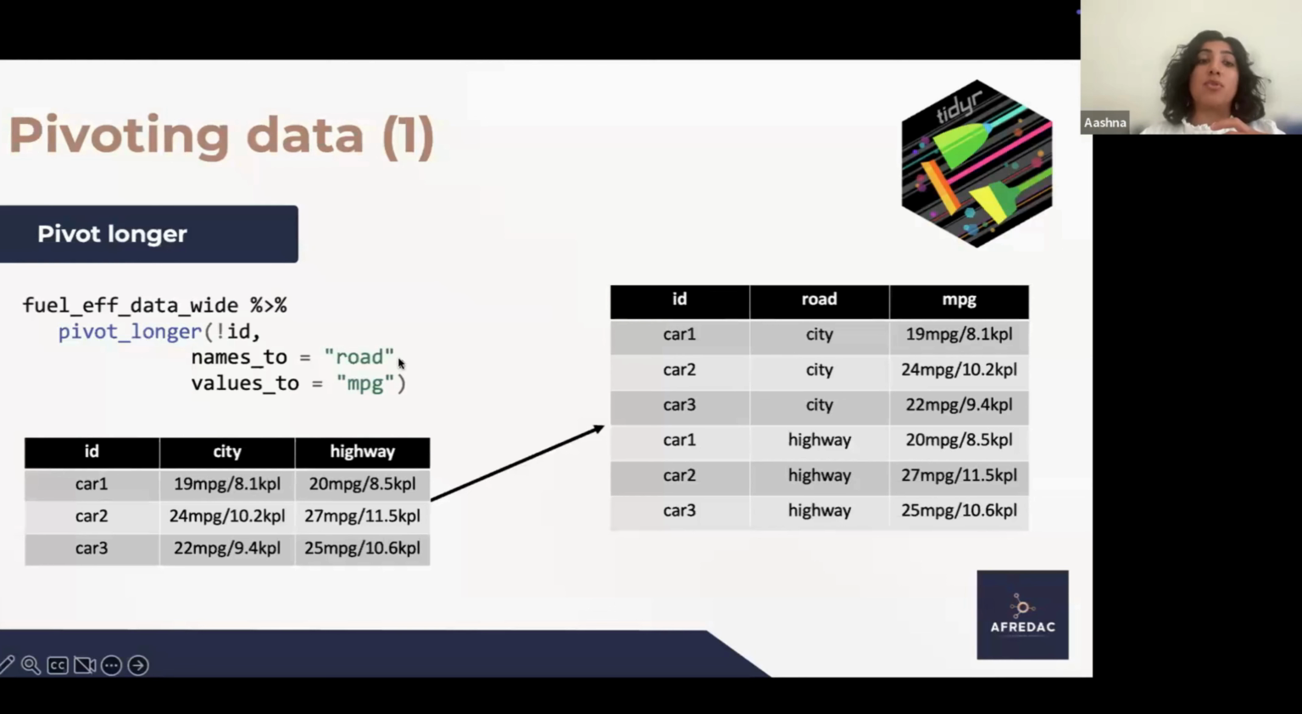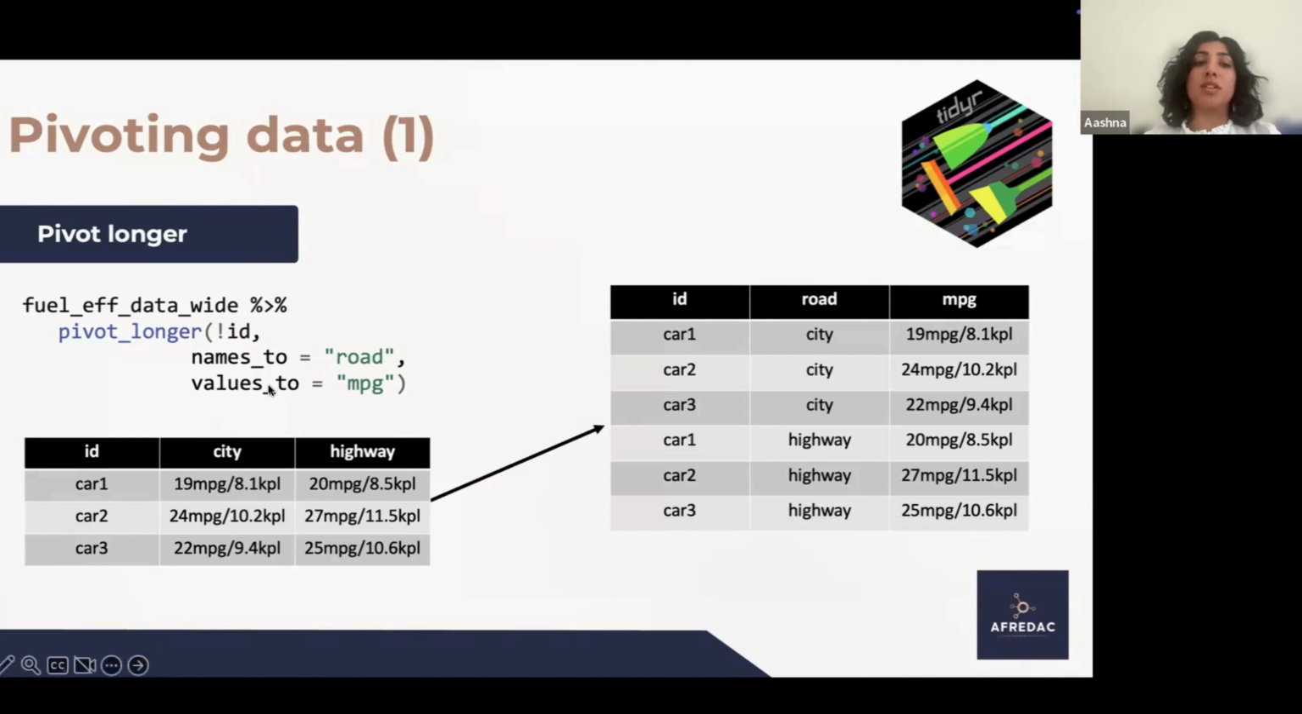On the other hand, names to road. So names, it draws from these column headers. So it'll take city and highway and turn them into a column called road. So it's taking the names from city and highway and then it's adding it to this column called road. So just take a moment here to see how this function is working.